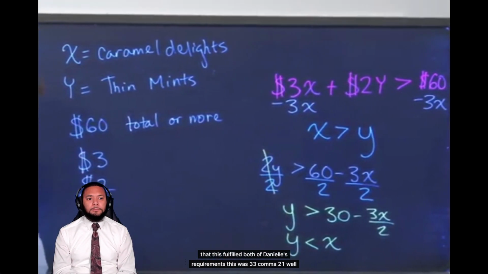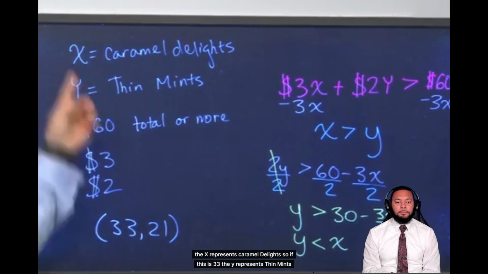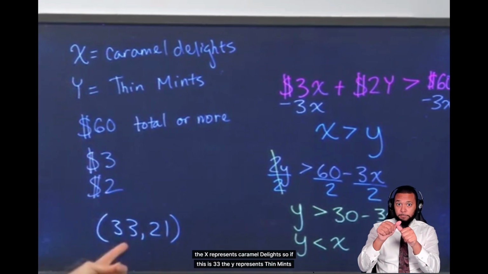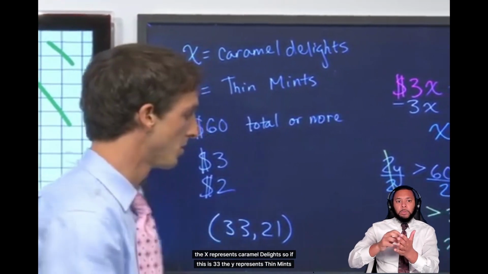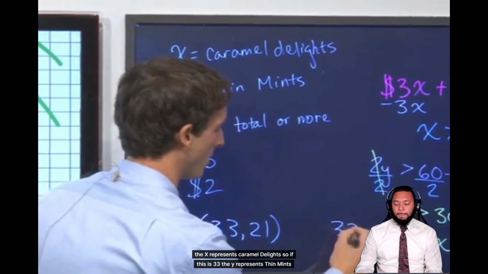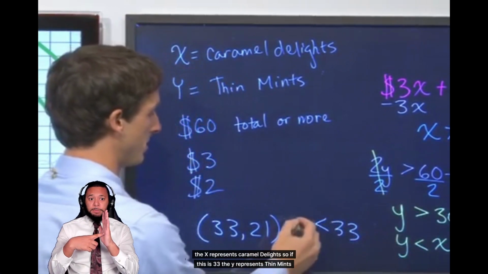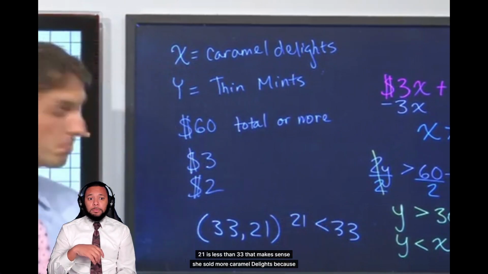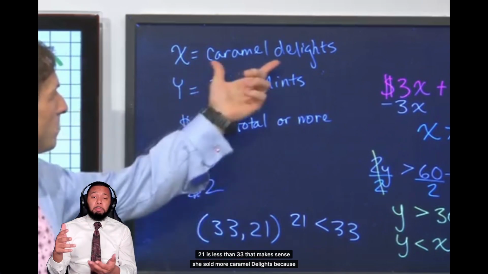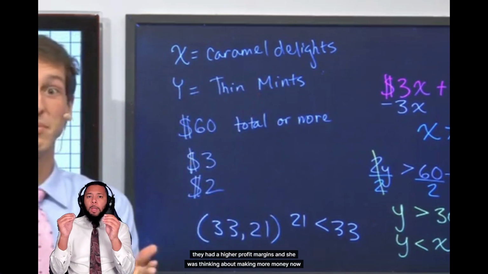This was 33, 21. Well, the x represents Caramel Delights. So if this is 33, the y represents Thin Mints. 21 is less than 33. That makes sense. She sold more Caramel Delights because they had a higher profit margin and she was thinking about making more money.